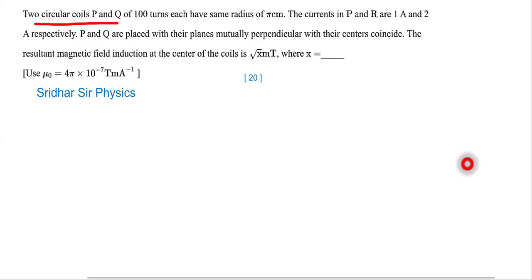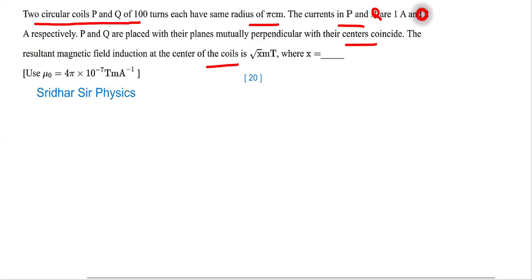Two circular coils P and Q of 100 turns each have the same radius, pi centimeter. The currents in P and Q are 1 ampere and 2 ampere. P and Q are placed in planes mutually perpendicular. Their centers coincide. Find the resultant magnetic field at the center of the coil.